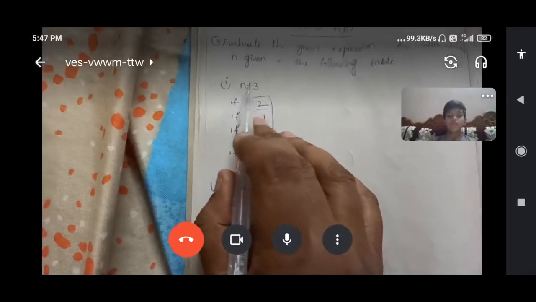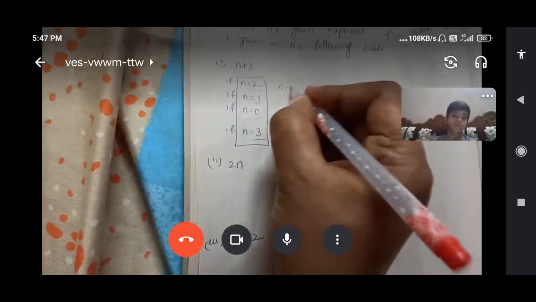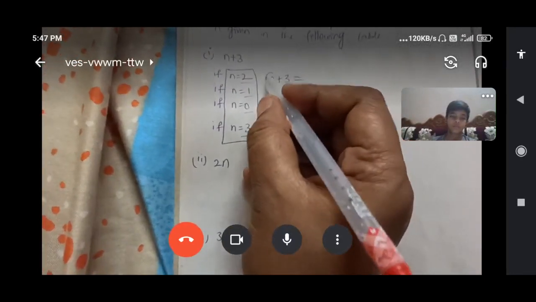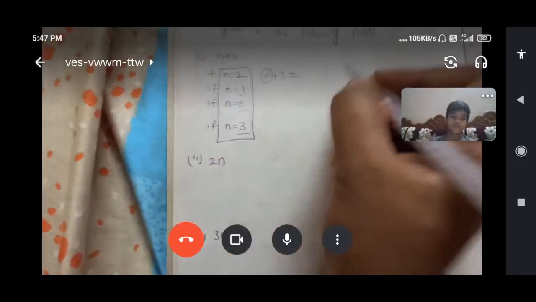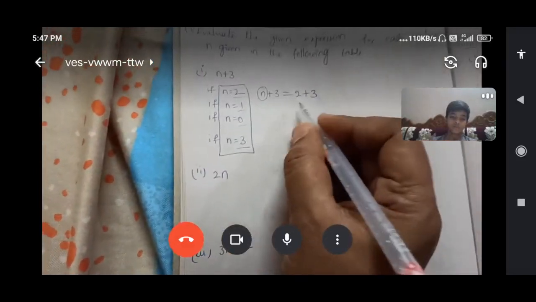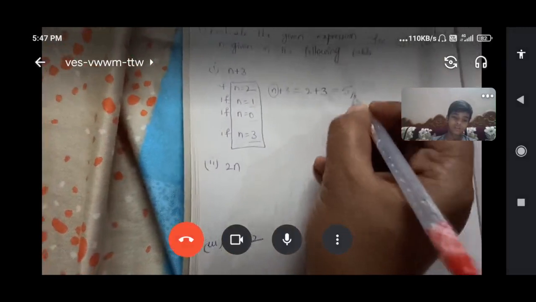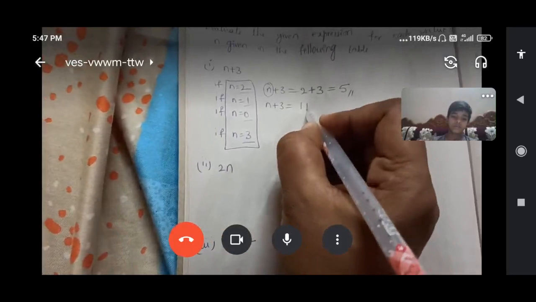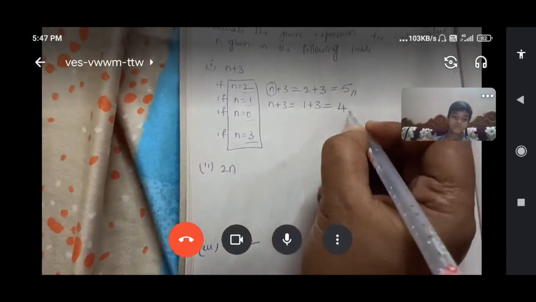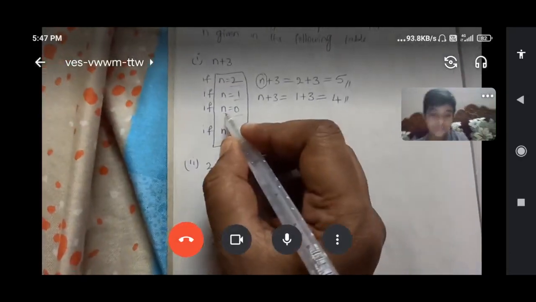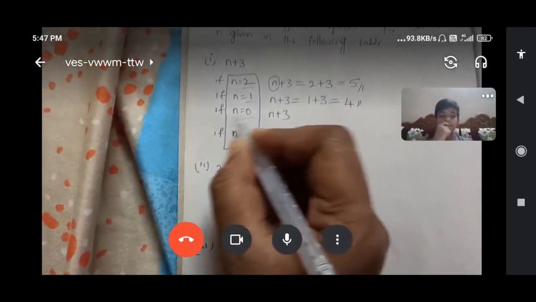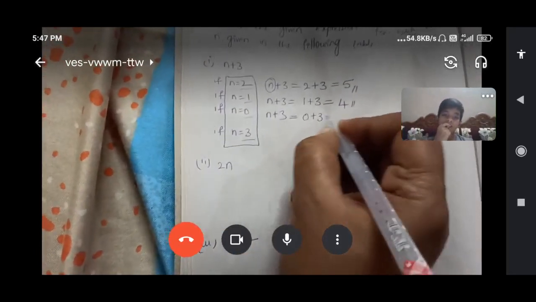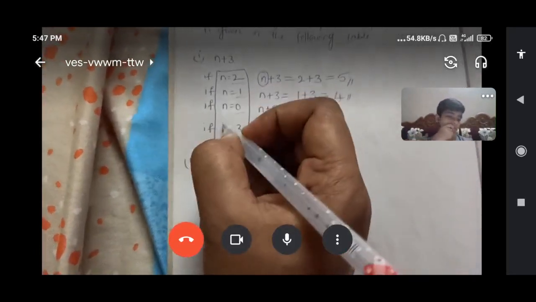So here we have to put, if n is equal to 2, what is n plus 3? In the place of n we have to put 2. 2 plus 3. What is this? 5. Okay? If n is equal to 1, n plus 3 is equal to 1 plus 3. How much? 4. Is it easy for you? In the place of n here we have to put 0. If n is equal to 0, n plus 3 is equal to 0 plus 3. Just we have to put in the place of n whatever they have given.